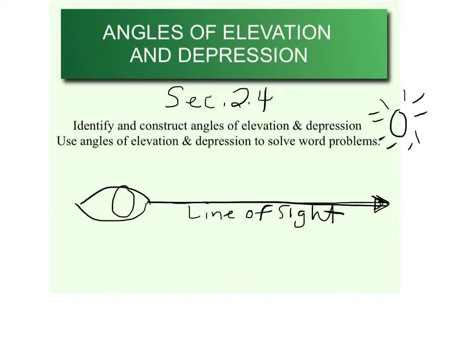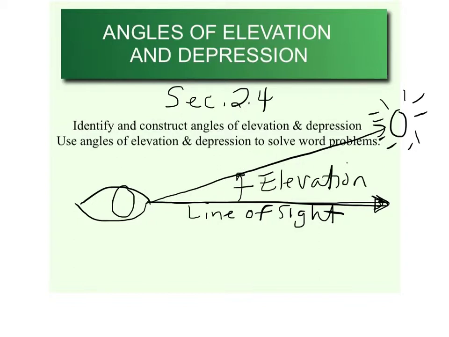From that horizontal line of sight up to the sun, just like we've talked about before with initial side and terminal side, you're creating an angle from the initial side of line of sight to the terminal side, which is now called an angle of elevation. So if you're looking at something down, that's called an angle of depression.